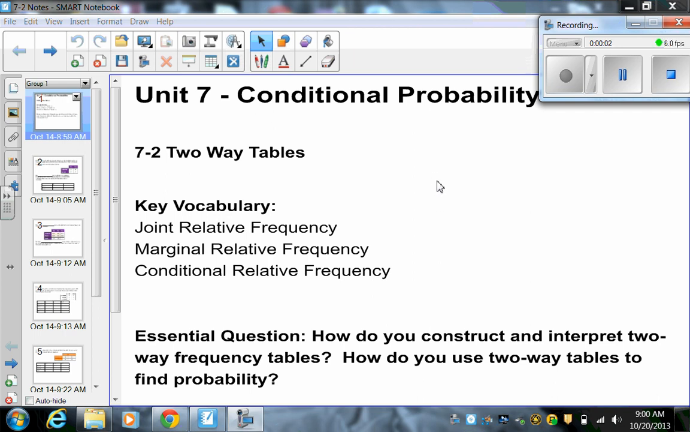This is the video for accelerated geometry on section 7-2 on two-way tables. Key vocabulary is joint relative frequency, marginal relative frequency, and conditional relative frequency. The essential question is, how do you construct and interpret two-way frequency tables? And then how do you use two-way tables to find probability?